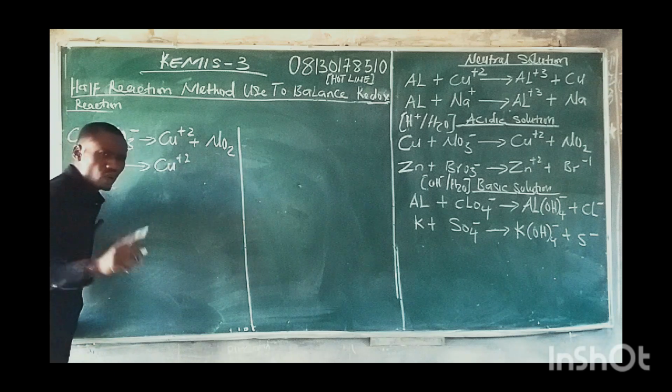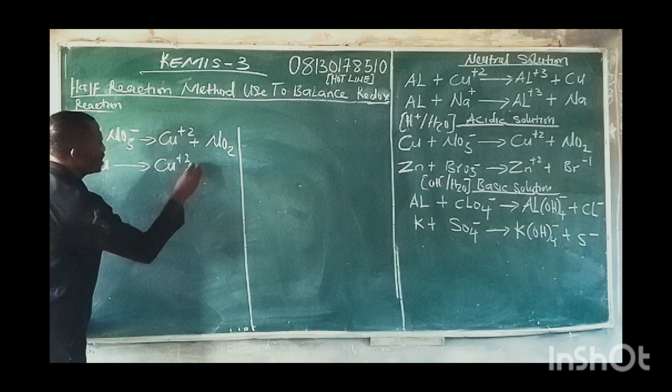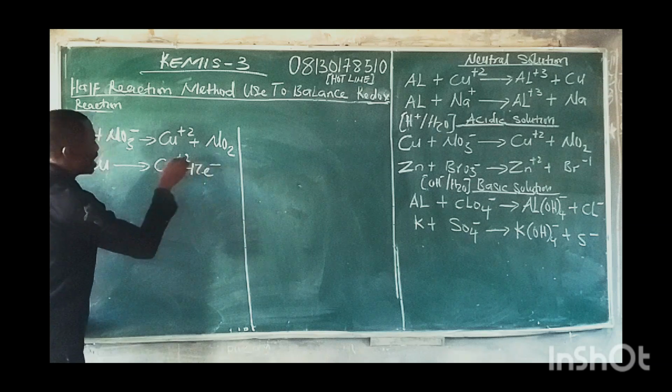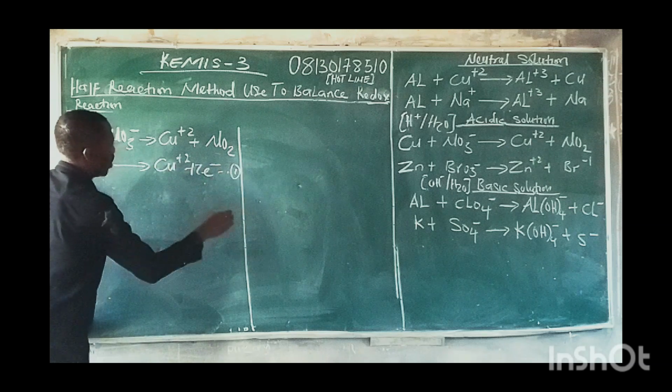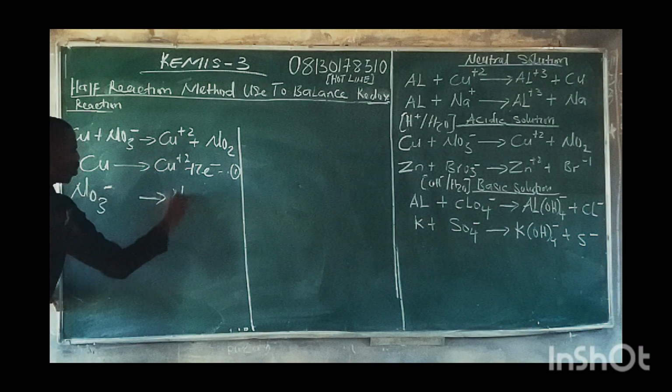Now, can any of you tell me what to do here? What should I do here? Of course, I'm going to be adding 2 electrons so that I can cancel out this charge, and call this equation 1. Now let's go to the next one. NO3 minus gives me NO2.